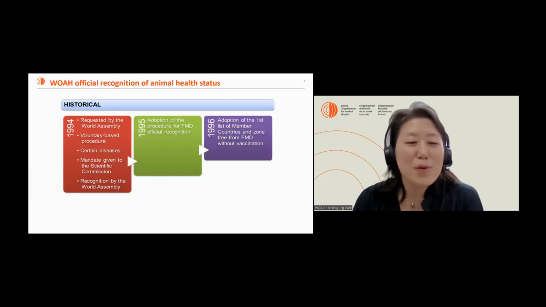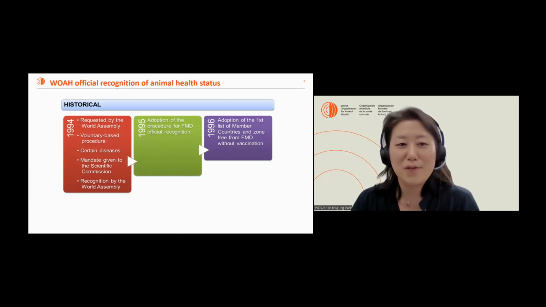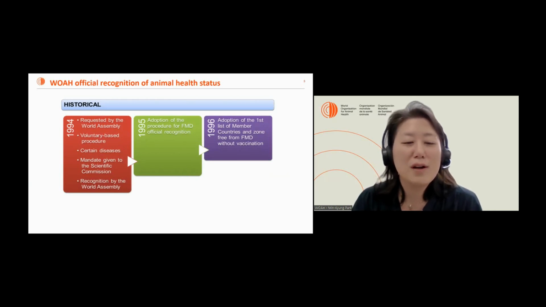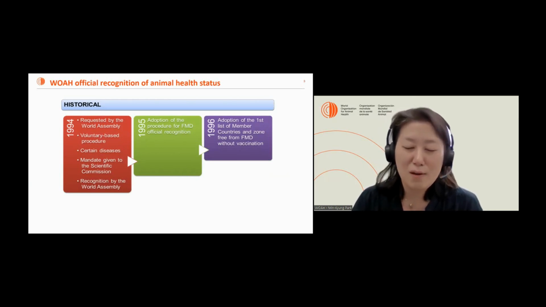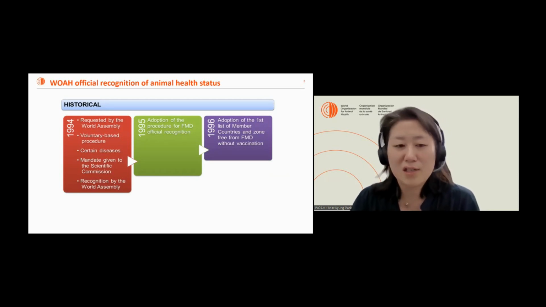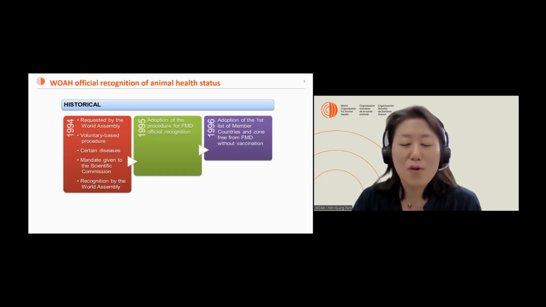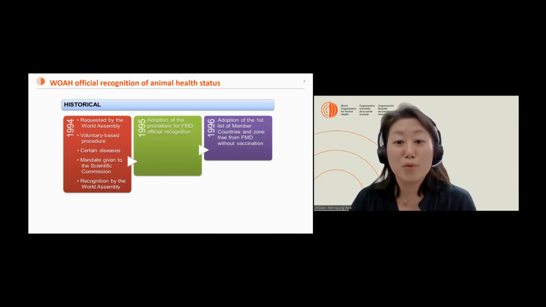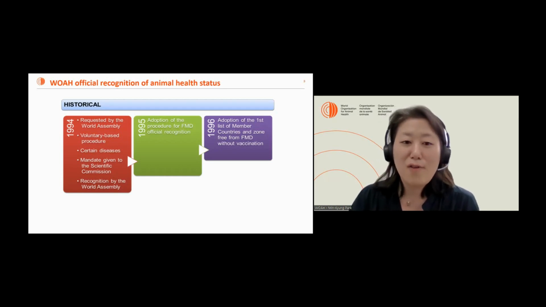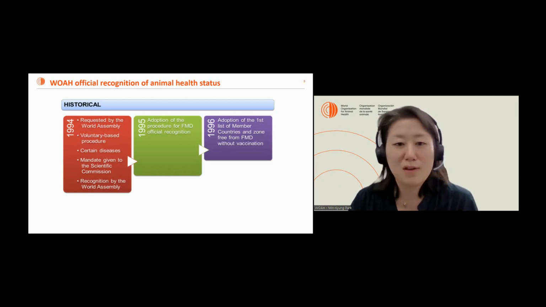So to start with a very brief history, this official recognition of animal health status procedure was a request from the WOAH members to WOAH to perform this work of giving official recognition of disease-free status on certain diseases with trade importance. And this procedure first came about for FMD. After the request in 1994, the following year the procedure was developed and adopted by the membership. And the following year, in 1996, following this procedure, WOAH published the first list of members and zones free from FMD without vaccination.